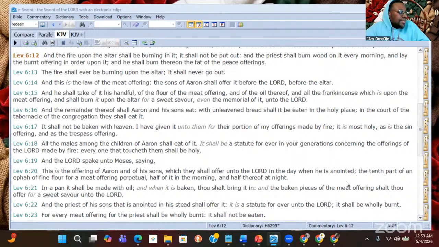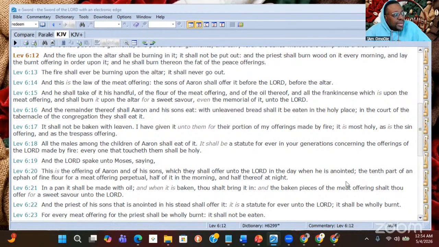The fire shall ever be burning upon the altar, it shall never go out. And this is the law of the meat offering. The sons of Aharon shall offer it before Jehovah, before the altar. And he shall take of it his handful of the flour of the meat offering, and of the oil thereof, and all the frankincense which is upon the meat offering, and shall burn it upon the altar for a sweet savor, even the memorial of it unto Jehovah.